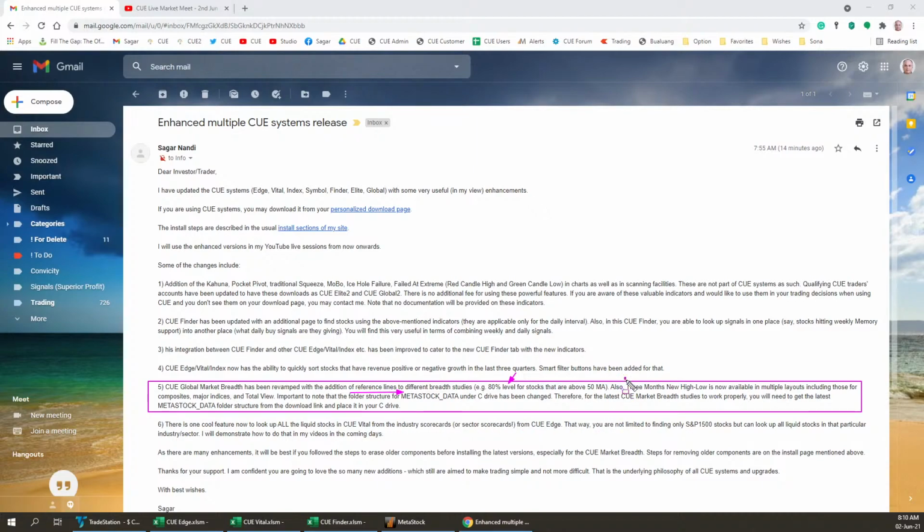Also, the 3-month new high low, many traders value them a lot. They are now available in multiple layouts, including those for composites, major indices, and also the total view.